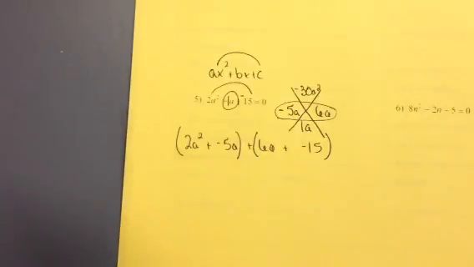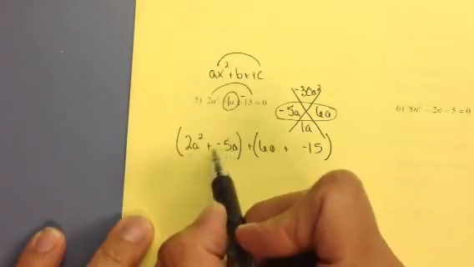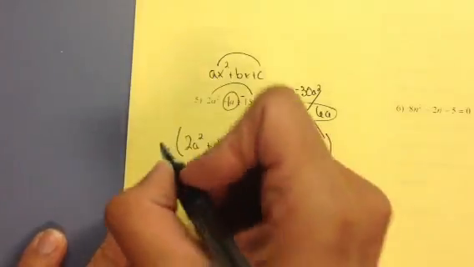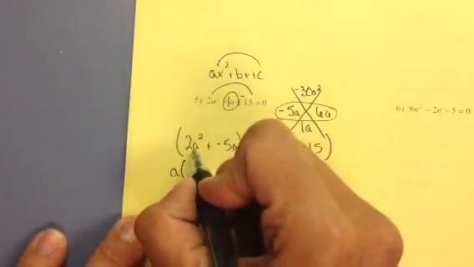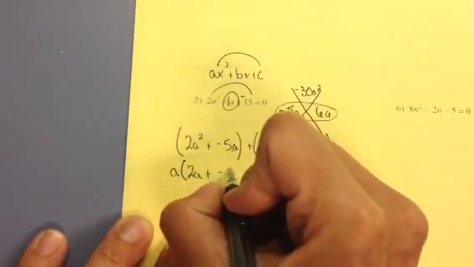And now I'm going to go to my first set of parentheses and ask myself, what can I factor out of this? What's the greatest common factor? Sometimes you can factor out a number. In this problem, I can only factor out an a. So when I factor out an a, I'm still left with 2a here, and when I factor an a out of here, I'm left with a negative 5.